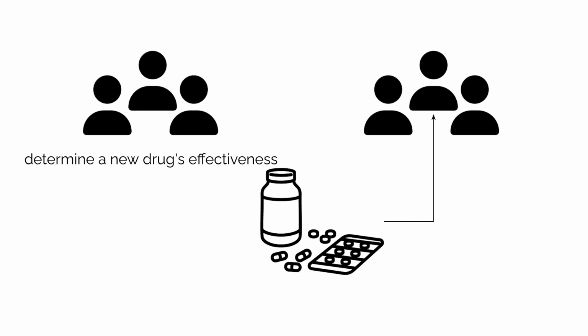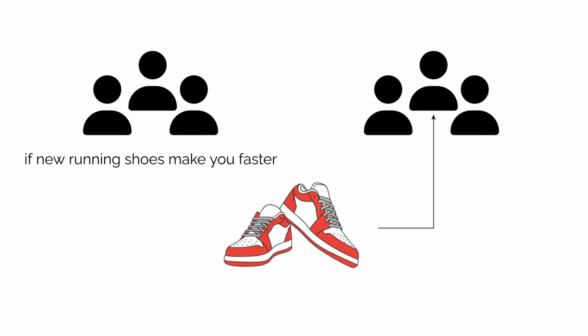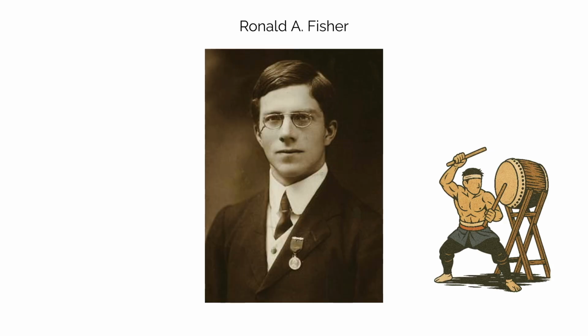This concept can be applied to various things. For example, by giving a new drug to only one group and comparing, you can determine the drug's effect. By providing new education to only one group and comparing, you can measure the impact of a new educational method. Or even test if new shoes help you run faster. This idea was conceived by Ronald A. Fisher, the father of modern statistics, and it has become a cornerstone of modern science.